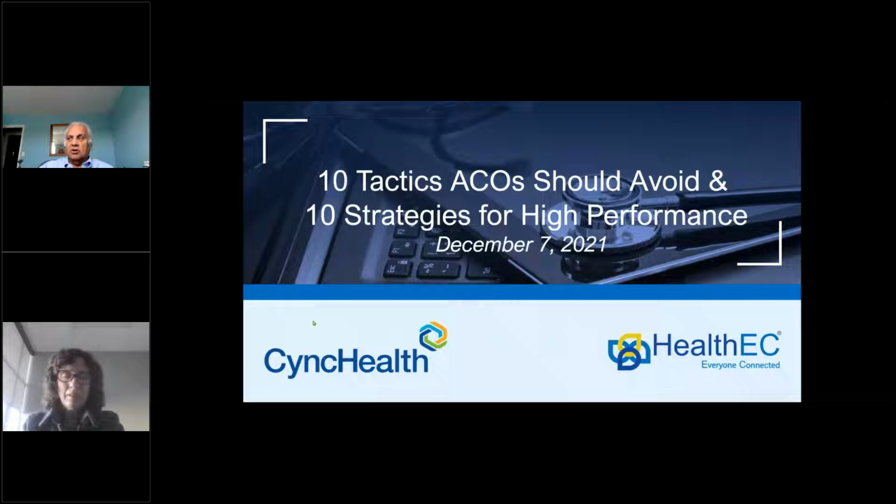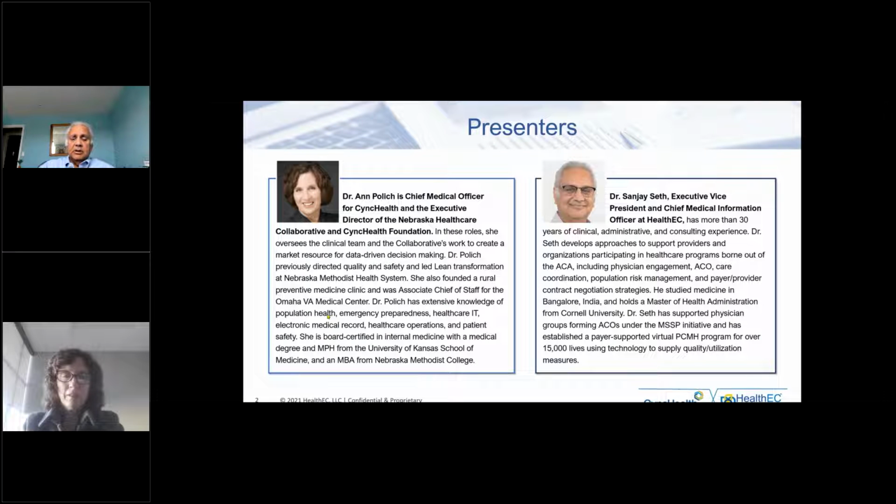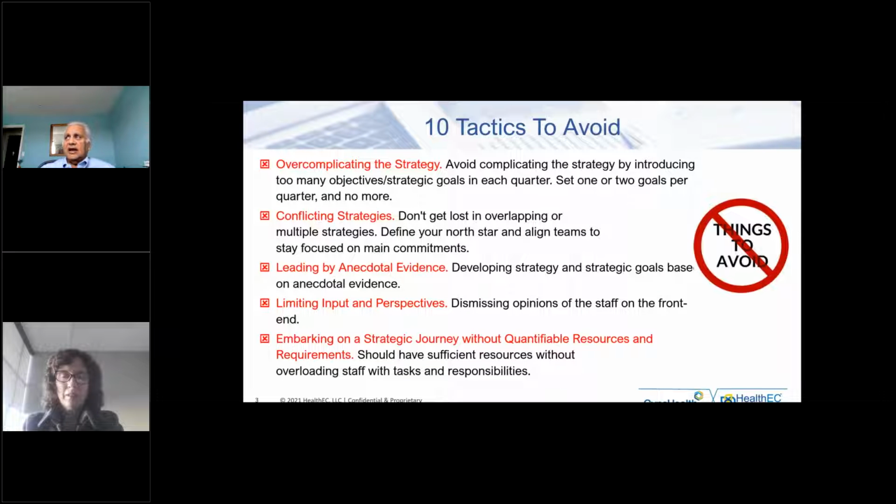We thought that we would start off by talking a little bit about what are the tactics to avoid. Typically we see that there's so much data made available to the ACOs now that one can get totally complicated in the strategy that they pick to achieve success. So the first point is, do not overcomplicate the strategy. Setting the strategy with too many objectives and goals and changing them every quarter sometimes does not make sense and causes more confusion to the provider community as well as the staff.